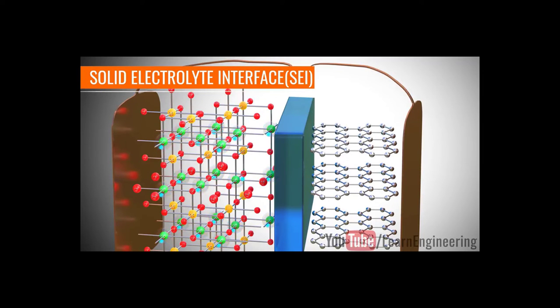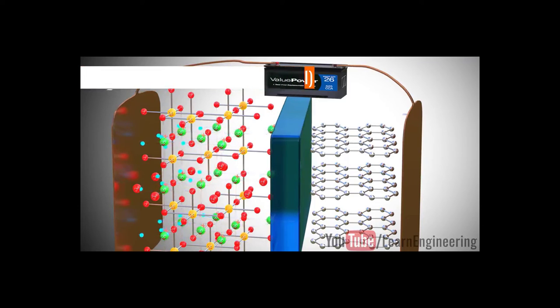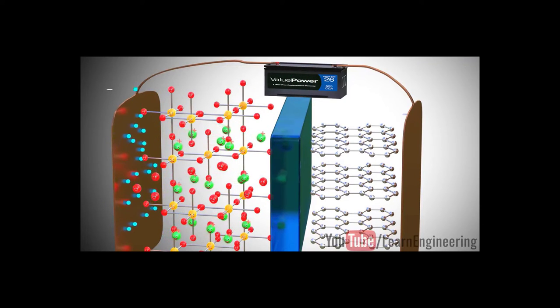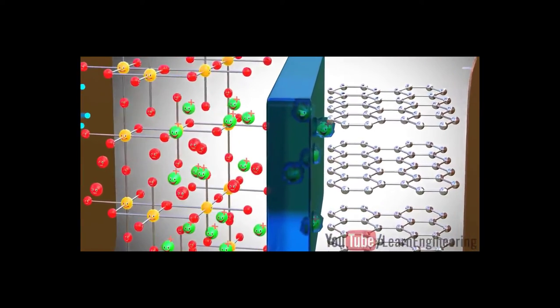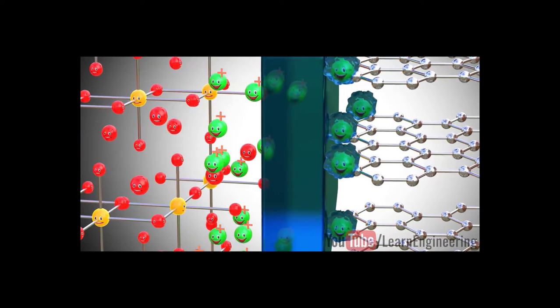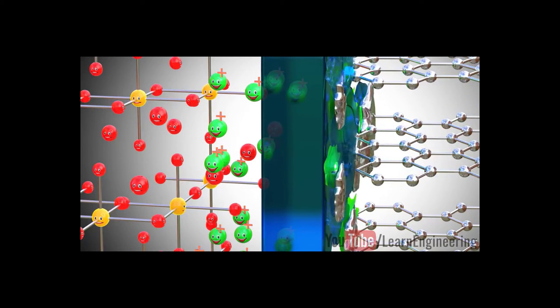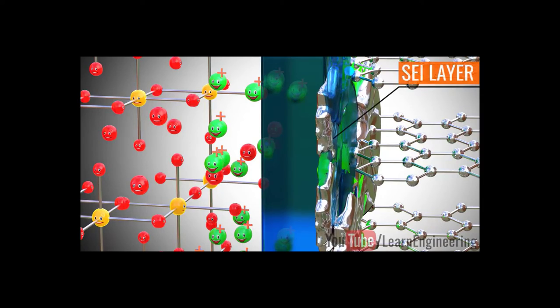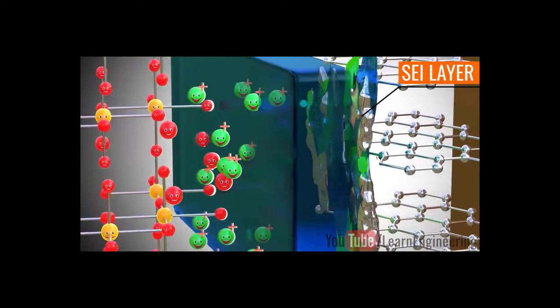When you charge the cell for the first time, as explained above, the lithium ions move through the electrolyte. Here, in this journey, solvent molecules in the electrolyte cover the lithium ions. When they reach the graphite, the lithium ions, along with the solvent molecules, react with the graphite and form a layer there called the SEI layer.